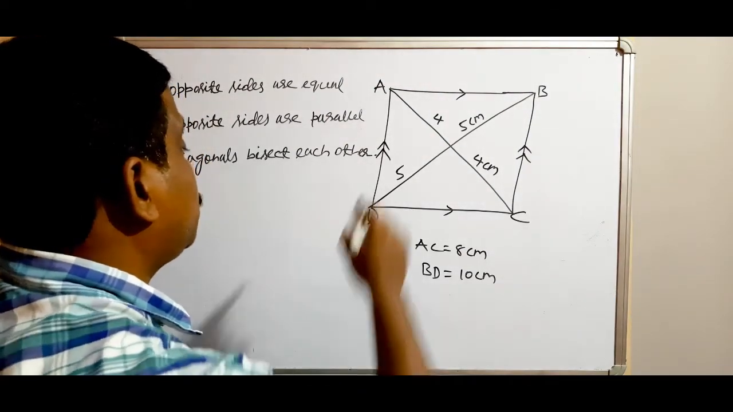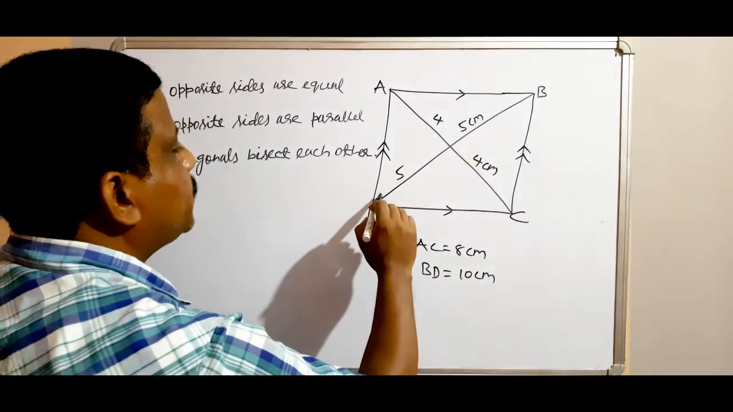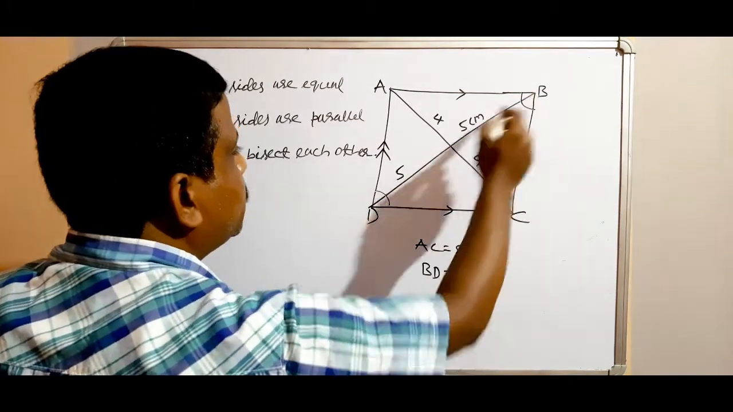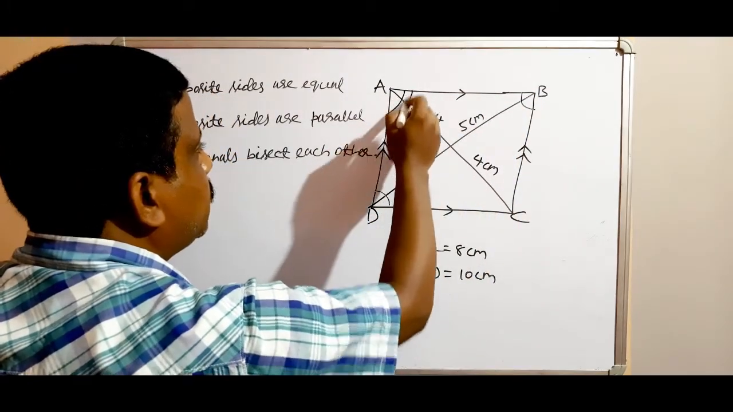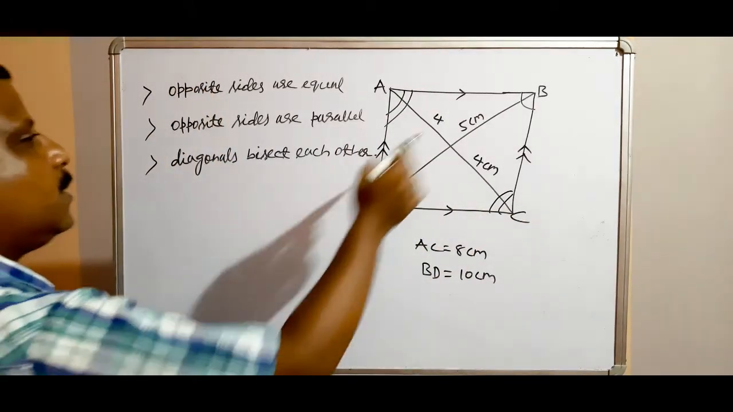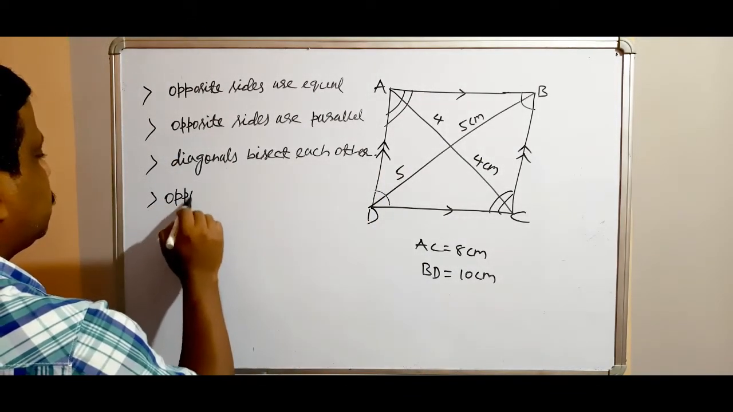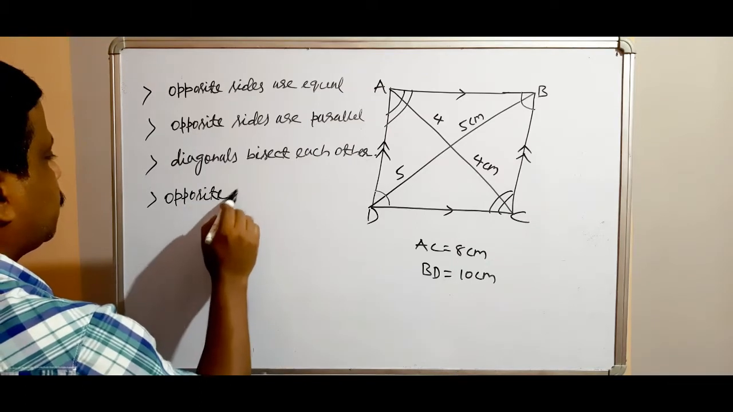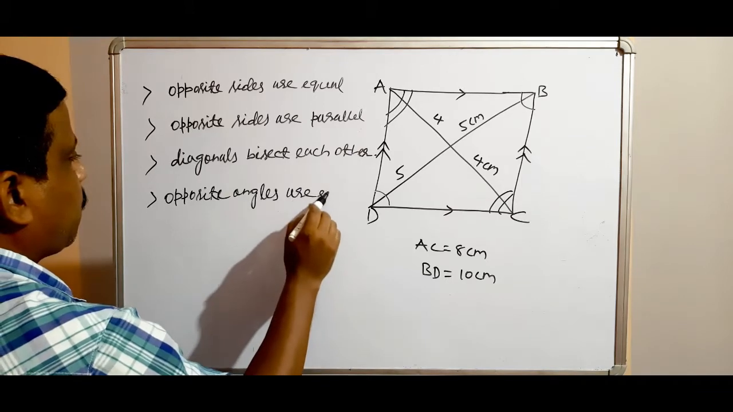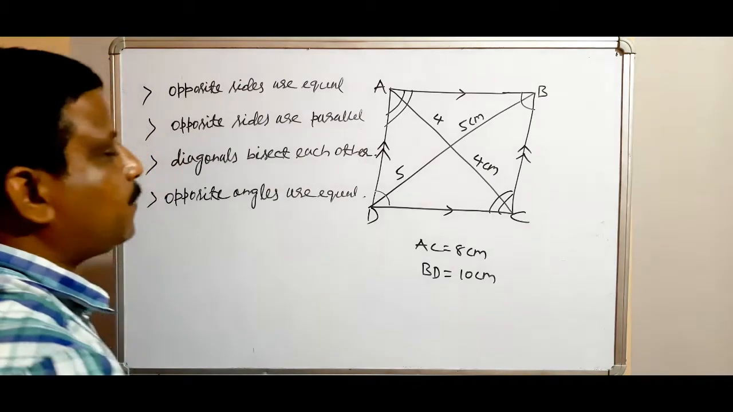And another property is also there. I forgot to tell. Another property, in a parallelogram, opposite angles are also equal. This angle is equal to this angle. This is the opposite angle, and this angle is equal to this angle. Angle A is equal to angle C, and angle B is equal to angle D. So opposite angles are equal. Clear? So these are the properties of a parallelogram.